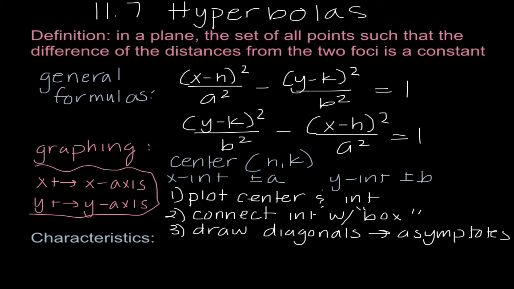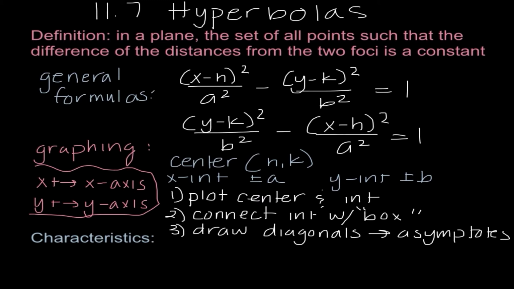Now, the way that we're actually going to graph this, a hyperbola is going to look like two parabolas combined. And the first thing we're going to do is plot the center and the intercepts. So that's exactly what we did with an ellipse. However, once we get to that, instead of drawing an oval shape, I'm going to connect the intercepts with what we're going to call a box. Okay, and I think it's going to be easier when we actually see it, but we will see that this box is going to be dashed lines because they are not technically solutions.